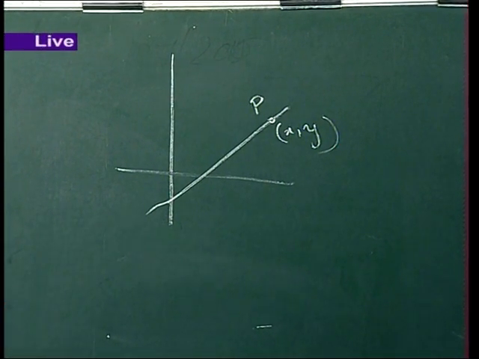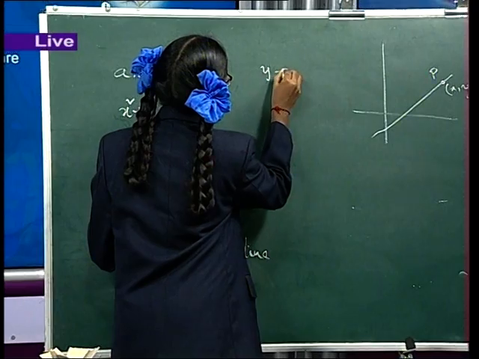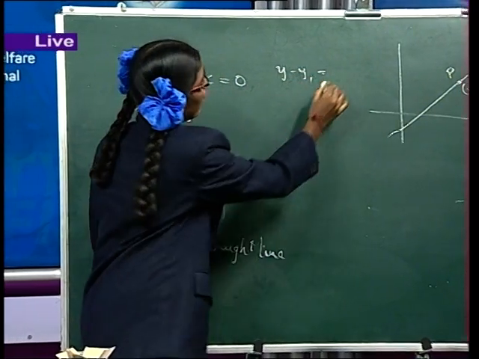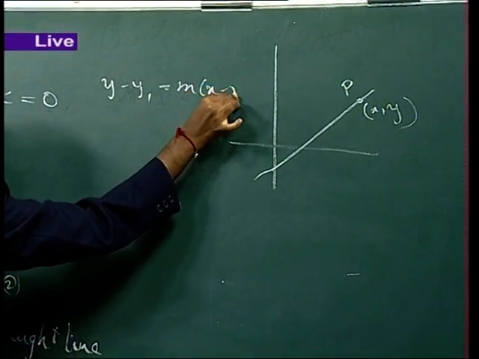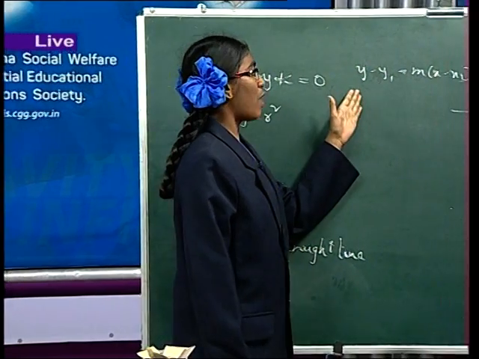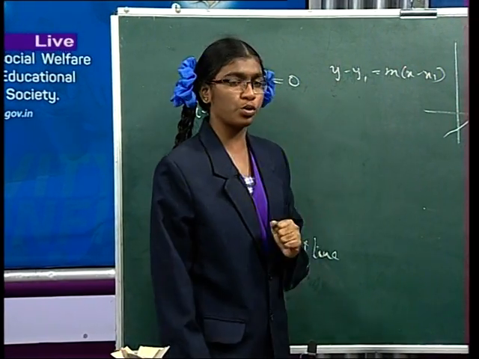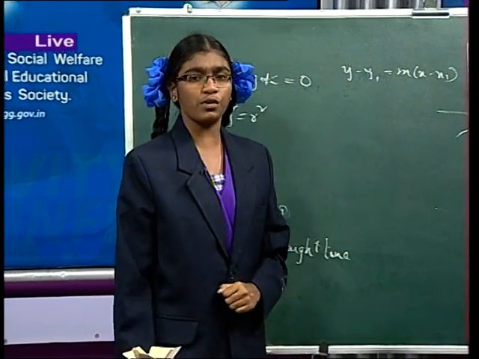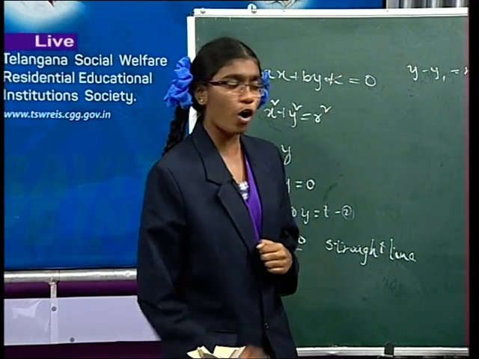What is the formula for the point slope form, friends? Yes, absolutely correct: y minus y1 is equal to m into x minus x1. Are you clear friends? What is the formula of the point slope form? y minus y1 is equal to m into x minus x1. It is the point slope form.